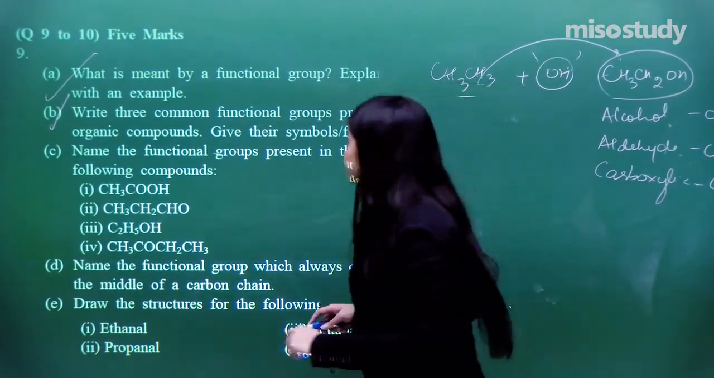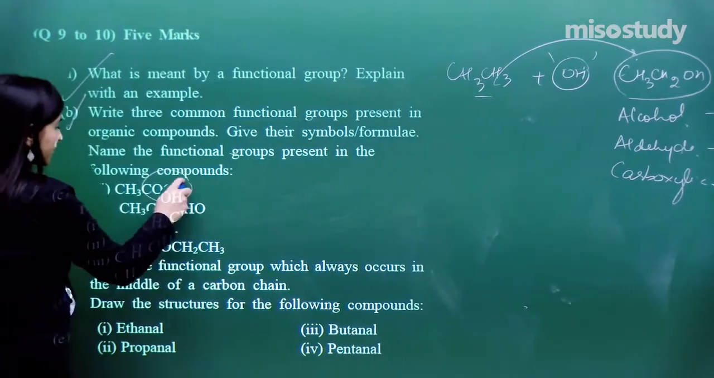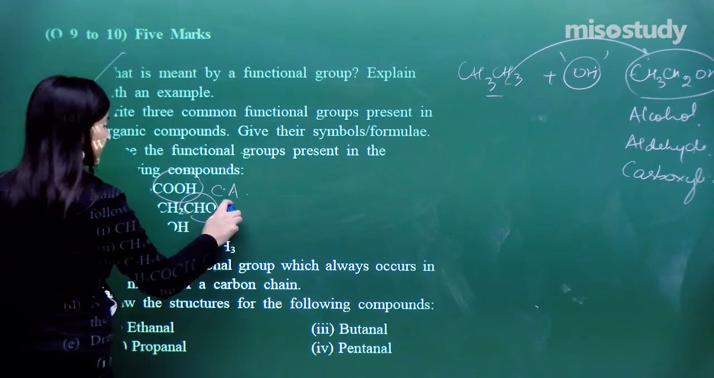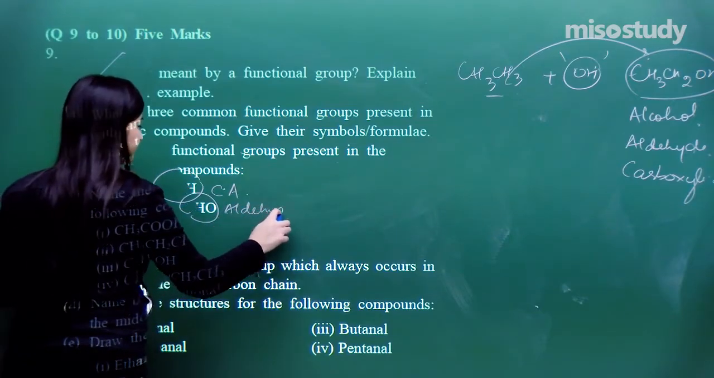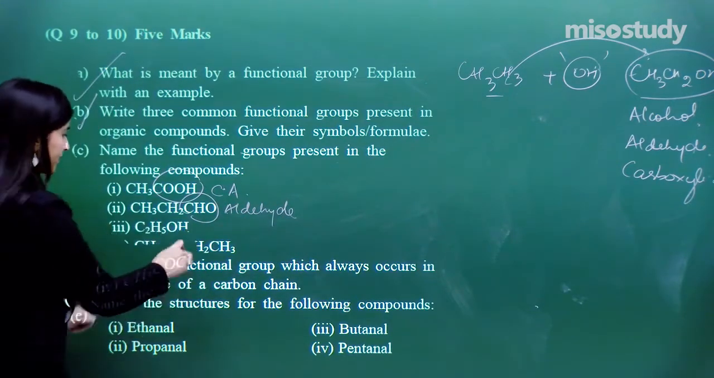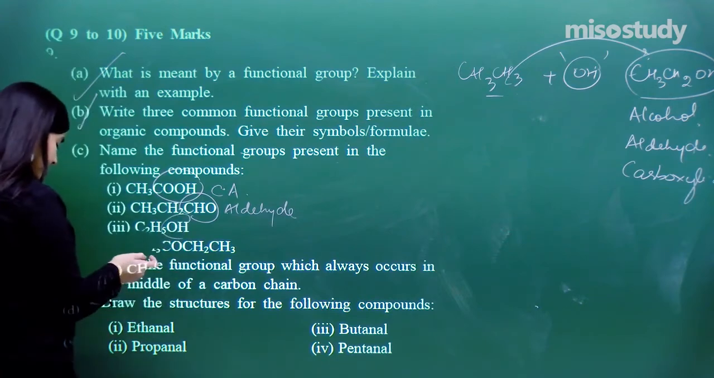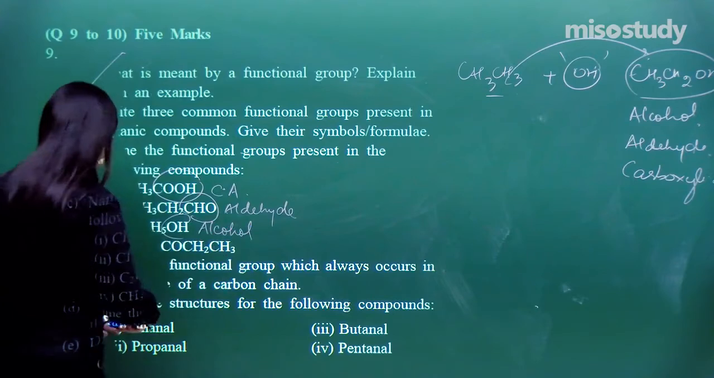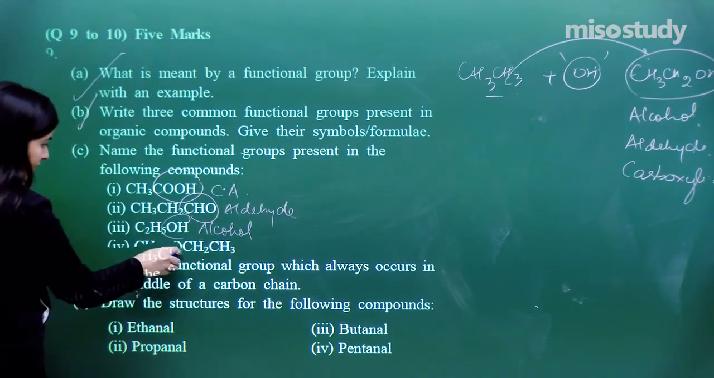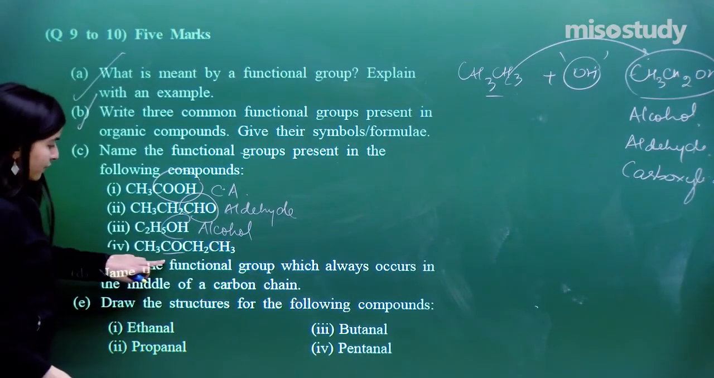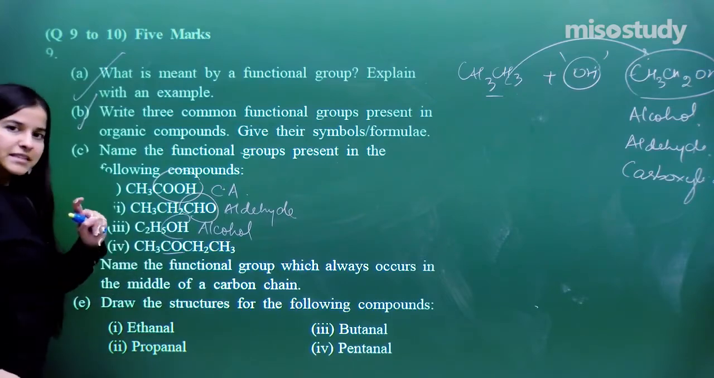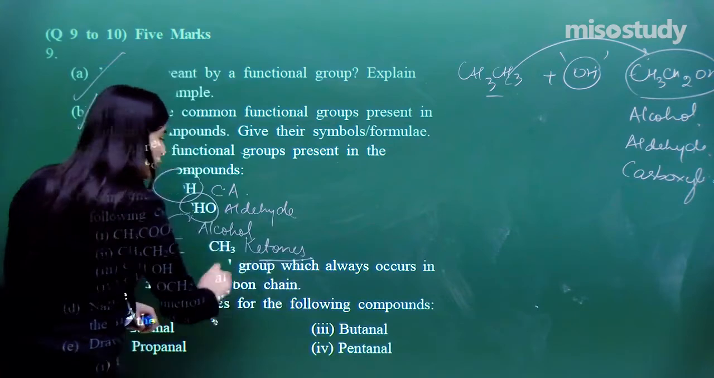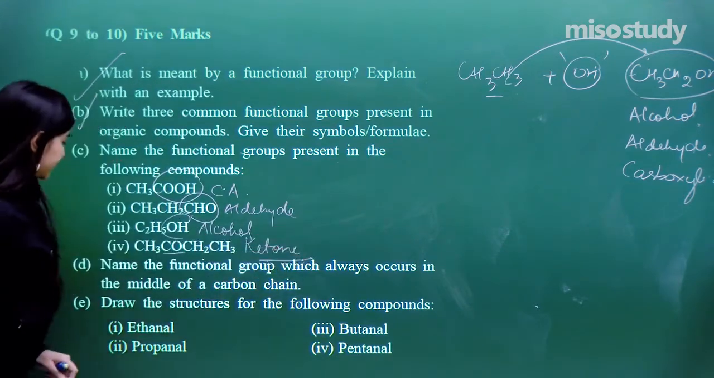Name the functional groups present in the following. We just have done. See, this is what? Carboxylic acid. This one, aldehyde. This one, alcohol. And next one. So see here, a group which is somewhere in the middle. That means this is definitely going to be ketone. Going to be ketone.